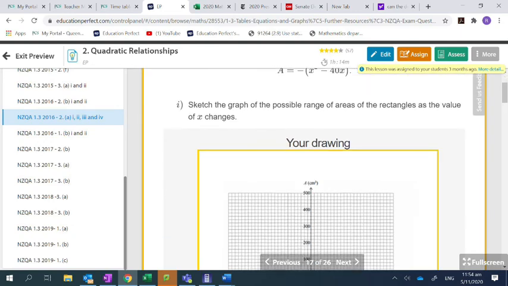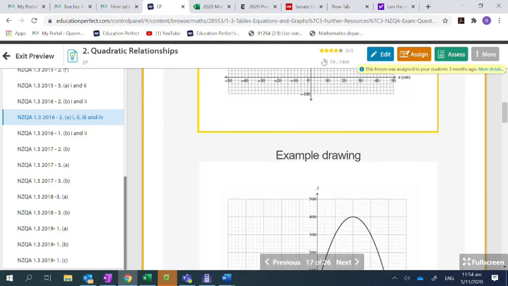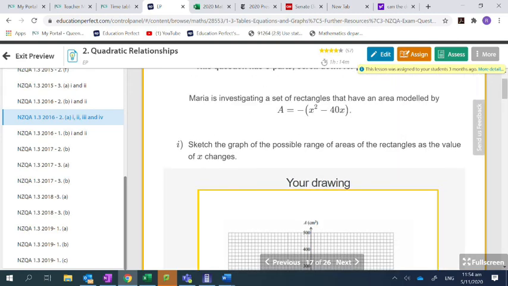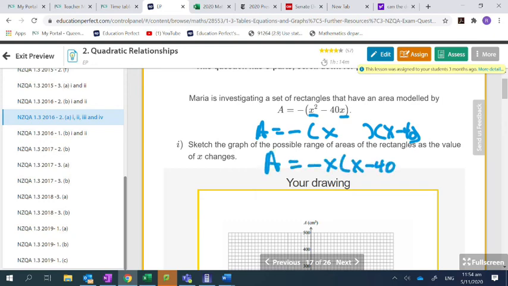So, sketch the graph of the possible ranges of the x values. We know it's opening down because it's negative. We don't have two brackets. So what do I have to do to get my two brackets? Factorize it out. So it's A equals, the negative stays outside. I need two brackets. What's common to those two? X. If you divide out an x, you get x minus 40. So we end up with A equals negative x times x minus 40.